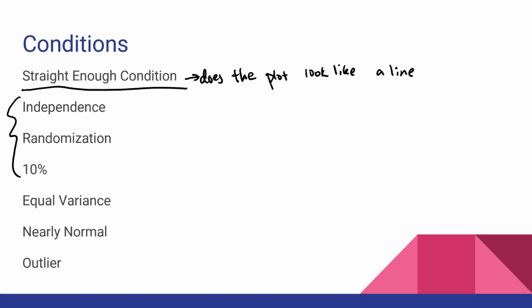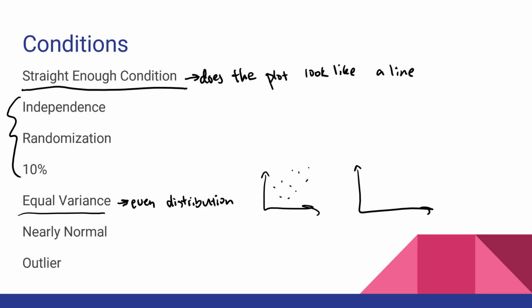Next we have our equal variance condition. This one says that there has to be an even distribution of points, so the plot can't have really major clusters or anything like that. For example, some scatter plot like this would be fine because there's no major clustering. However, if we got a scatter plot that looks closer to this, where there's a lot of points over here but they're all more spread out over here, you can see that there's a clear cluster. So here we do not have even distribution, and this does not pass the equal variance condition.